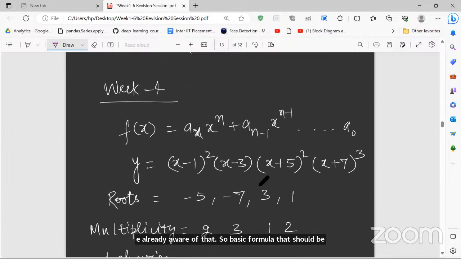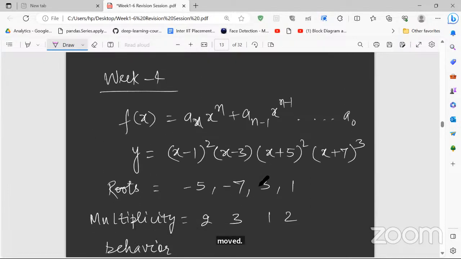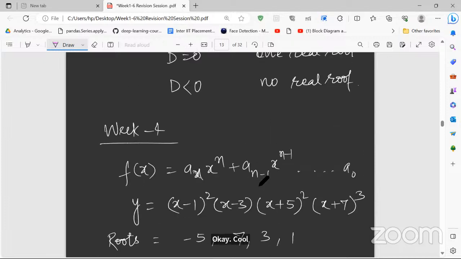And this is not that important. You should know how to calculate the roots of any equation, or the zeros. The zeros and roots are both the same.